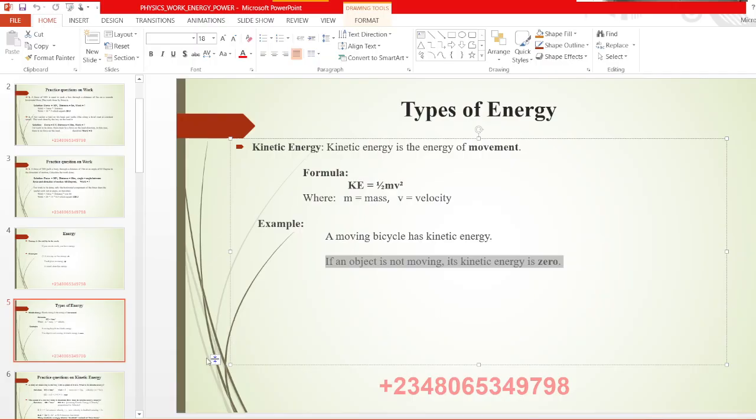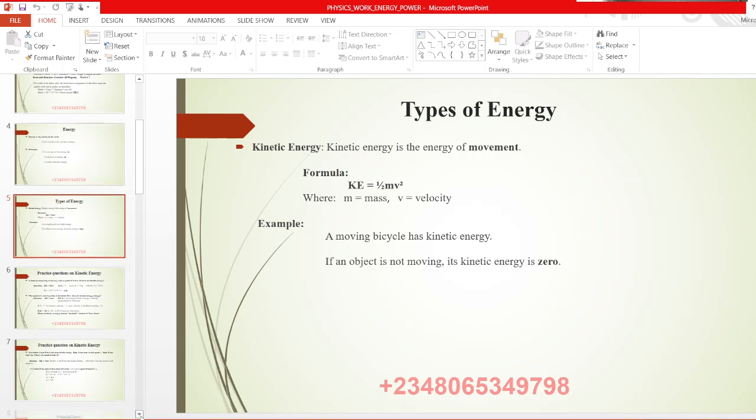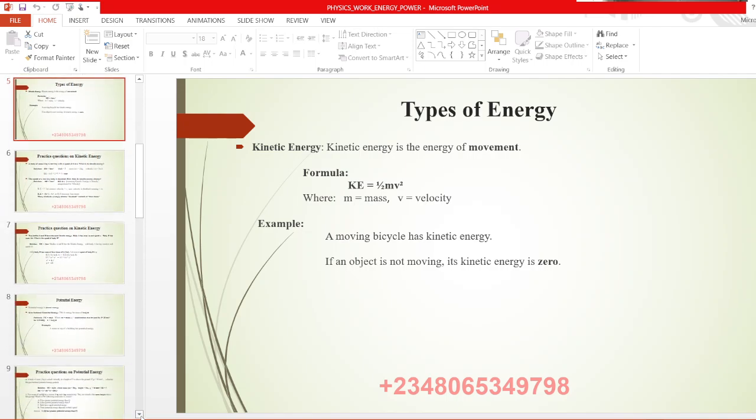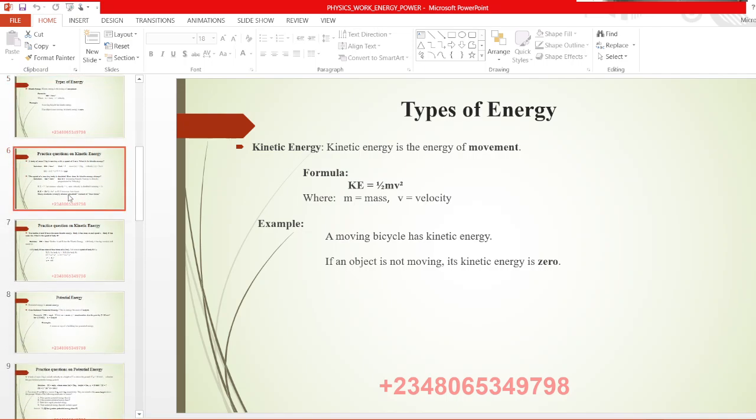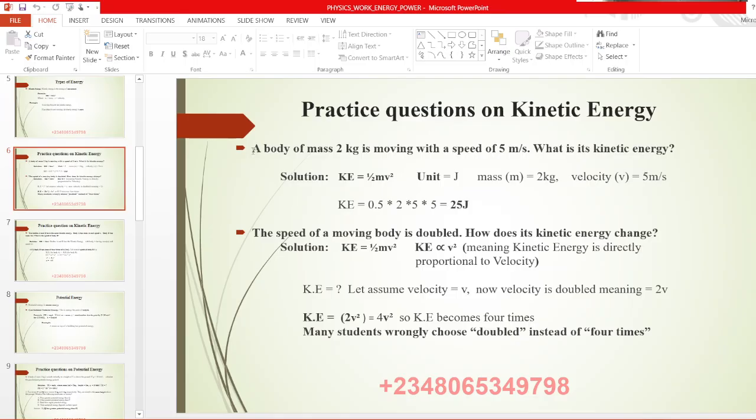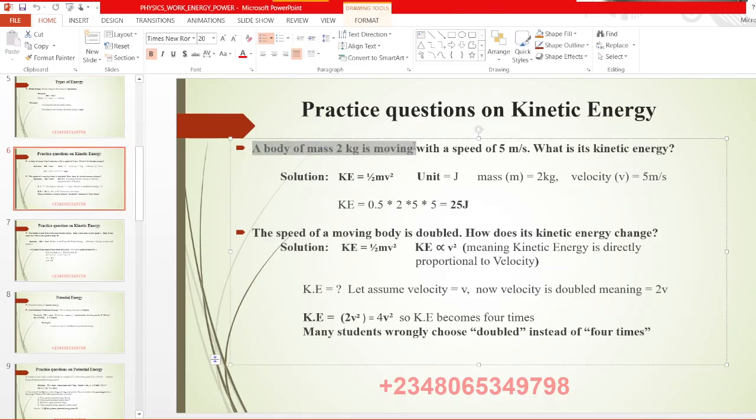So let's look at some practice questions on kinetic energy, the energy of movement. A body of mass 2 kg is moving with a speed of 5 meters per second. What is the kinetic energy? Solution. Kinetic energy equals half mass times velocity squared. The unit of energy is the joule.